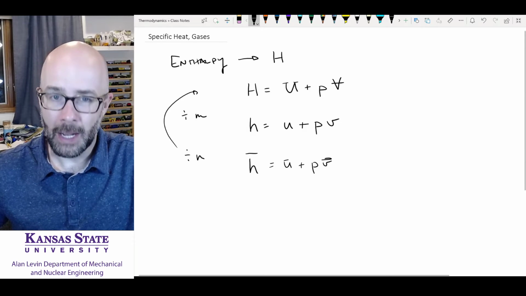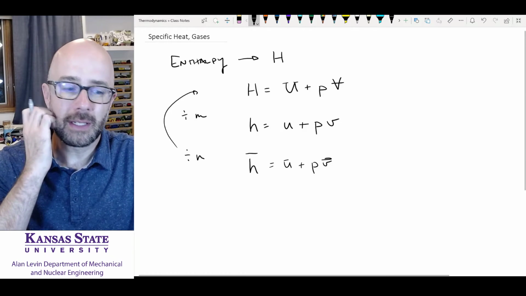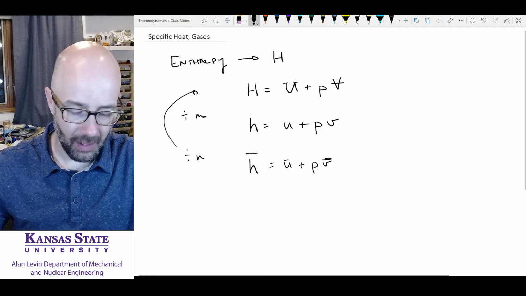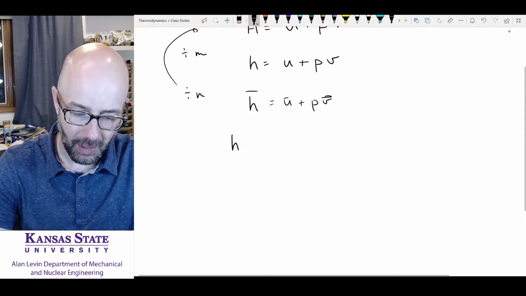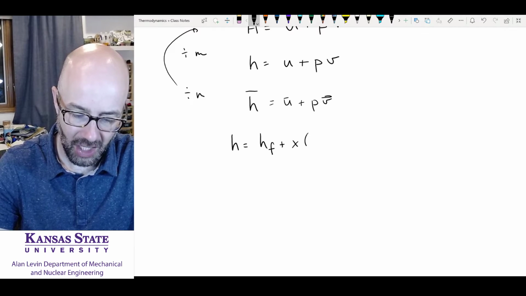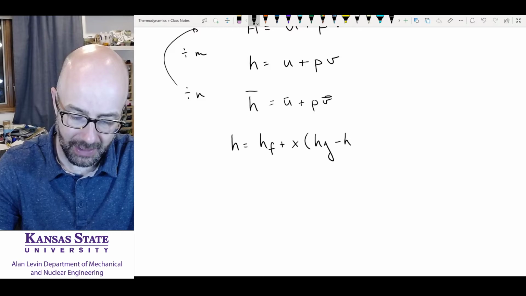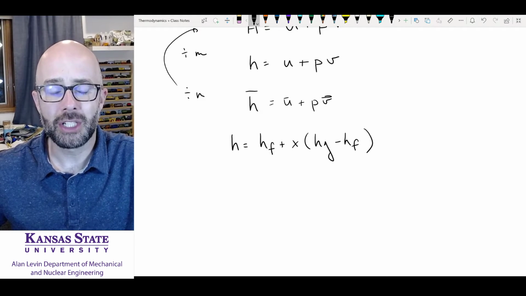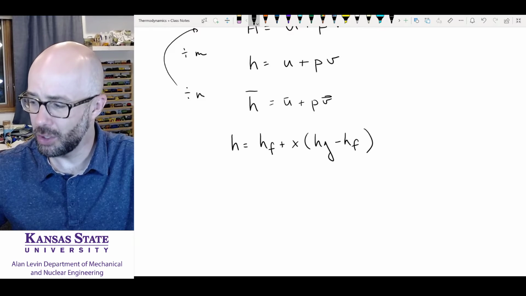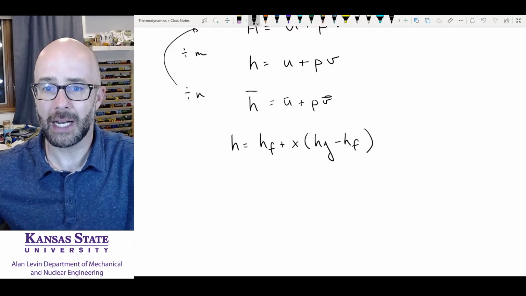Okay? Now, there's one thing I do want to make sure that we're aware of, and that is the quality equation that we dealt with still applies: h equals hf plus x times (hg minus hf). This still applies for enthalpy just like it did for internal energy and specific volume, and we're going to use it many, many, many times.